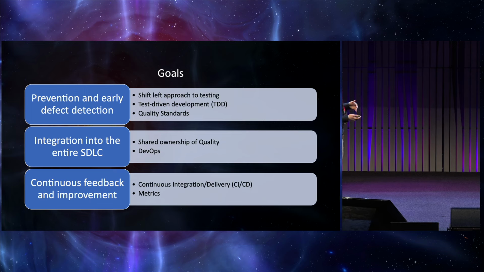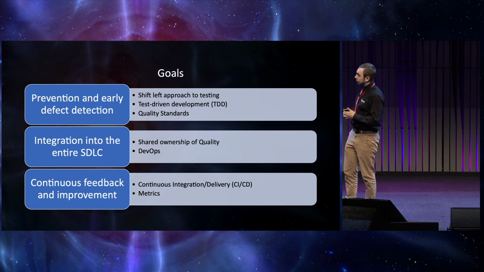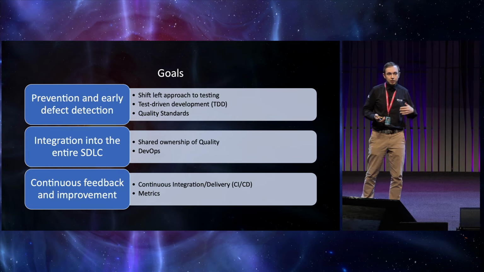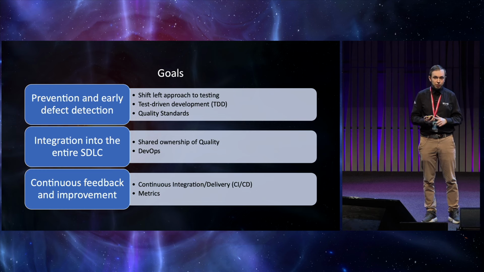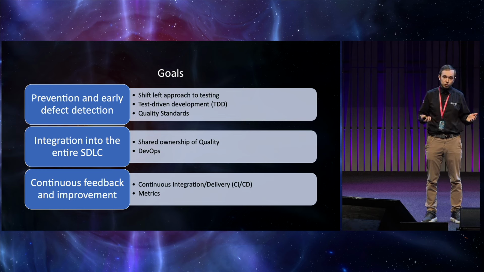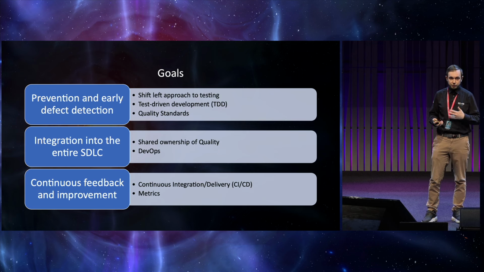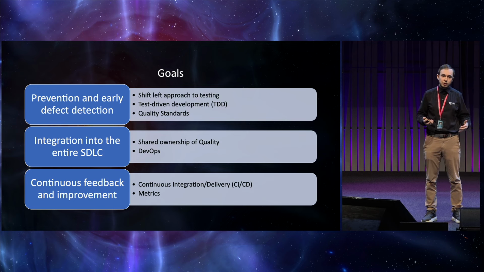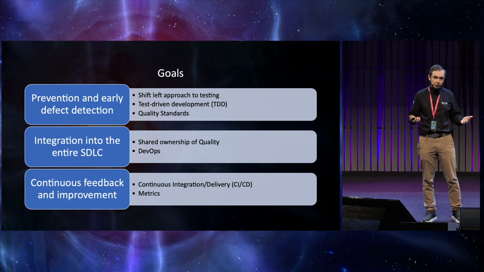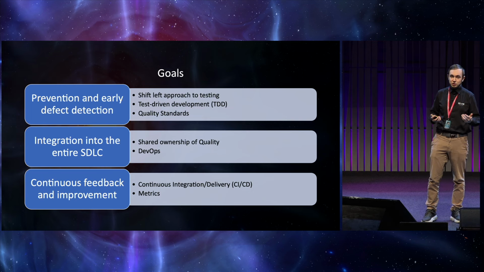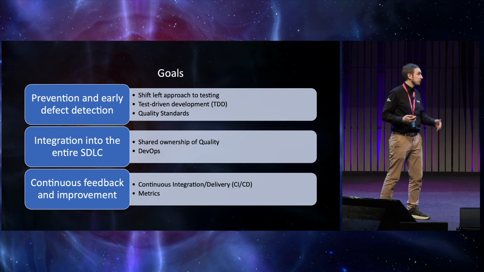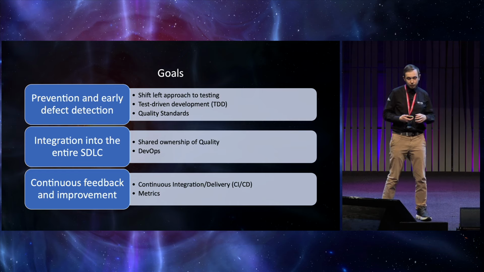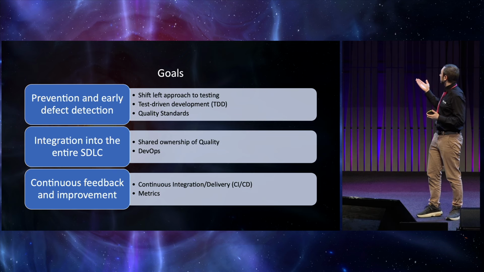Our next goal is integration into the entire development lifecycle. This requires collaboration across all team members, production, engineering, operations, and so on. And this requires us to shift from the traditional view of quality as the sole responsibility of the quality specialist to a model of a shared ownership where the entire team is responsible for quality. And the framework that allows us to facilitate this transition is called DevOps. Our next goal is continuous feedback and improvement.